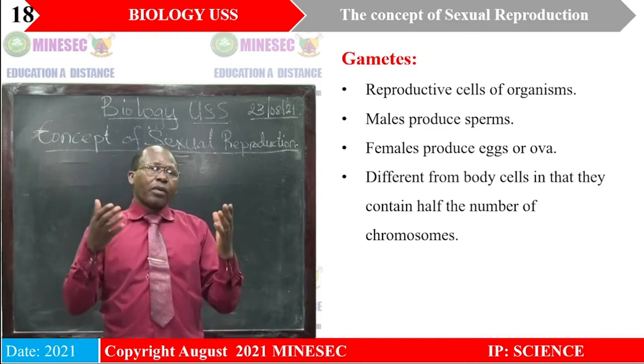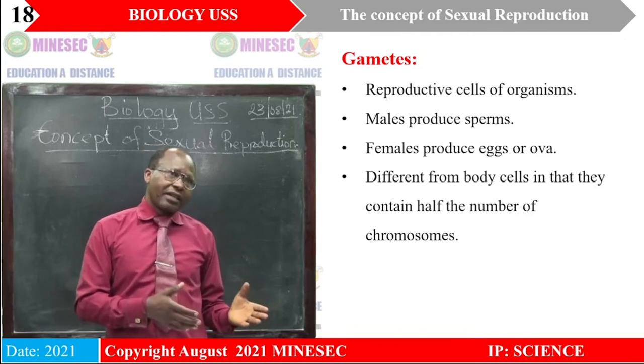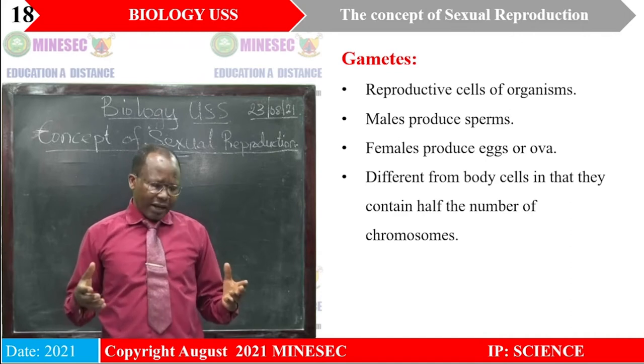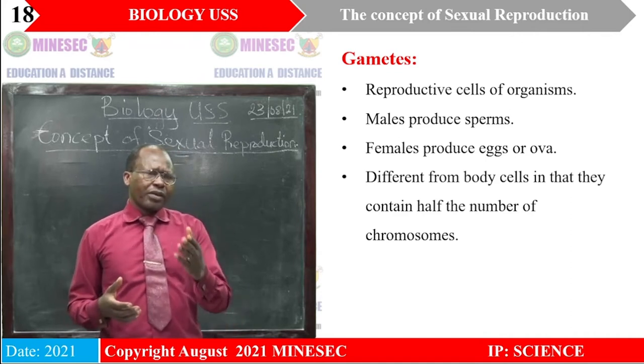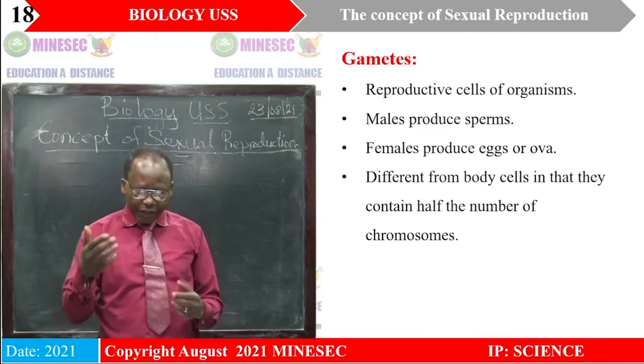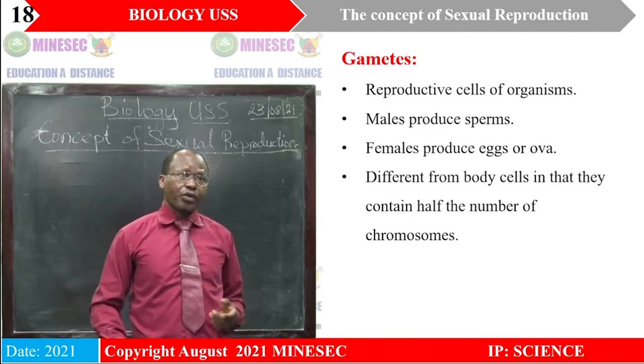So the way in which the somatic cells are formed is different from the one in which the gametes are formed, because gametes are formed by a process we call gametogenesis. And we shall look at it in detail in subsequent lessons.